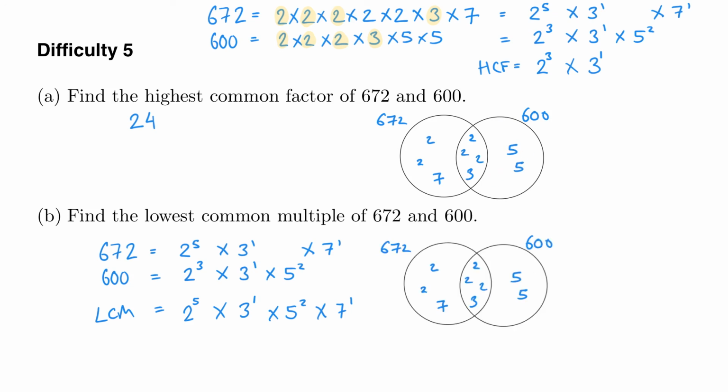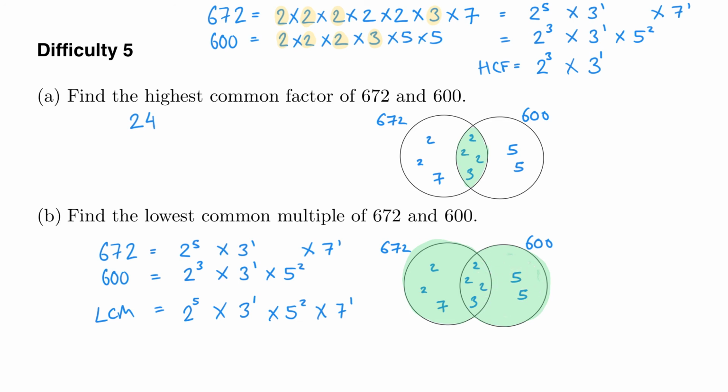Just to illustrate what's going on there, I'm going to quickly highlight what you need to multiply together for each of these questions. For the highest common factor, you are just multiplying these numbers together, so those that are in the intersection or the overlap. If you're looking for the lowest common multiple, what you need to do is multiply all of these numbers together like this. Now, there is a bit of a shortcut you can take if you're using a calculator, which you probably will be for a question like this.